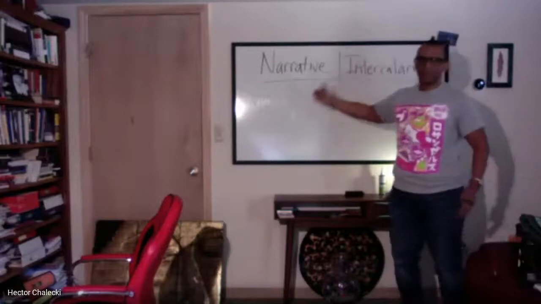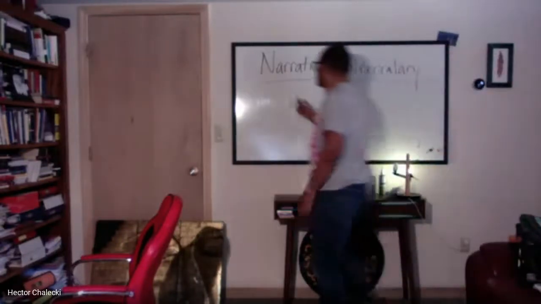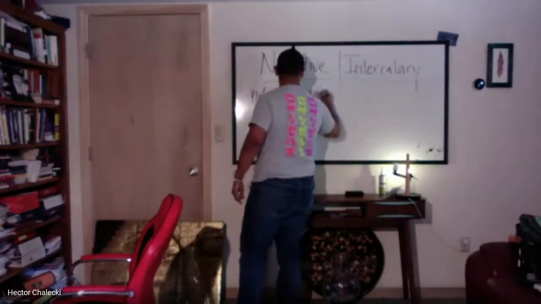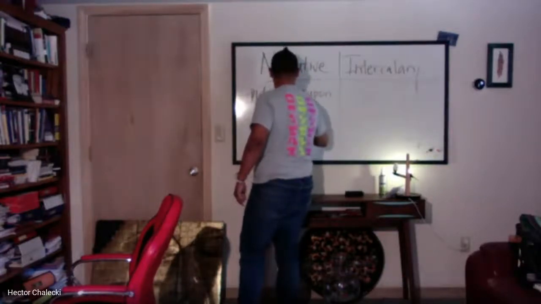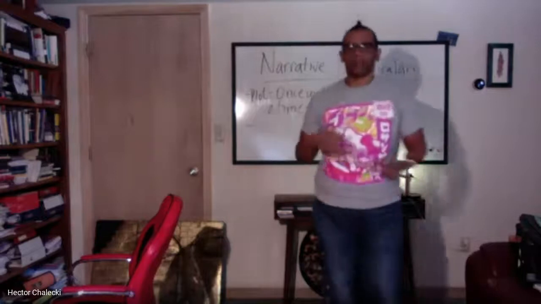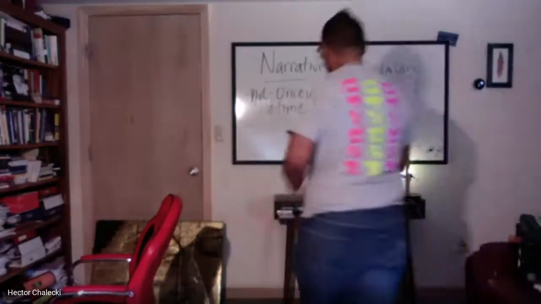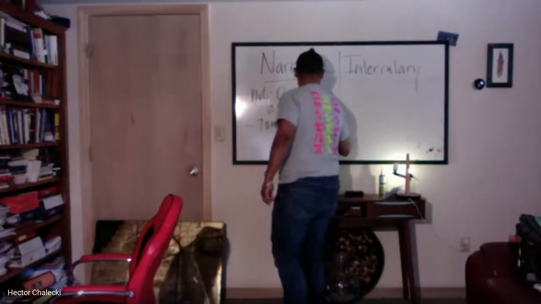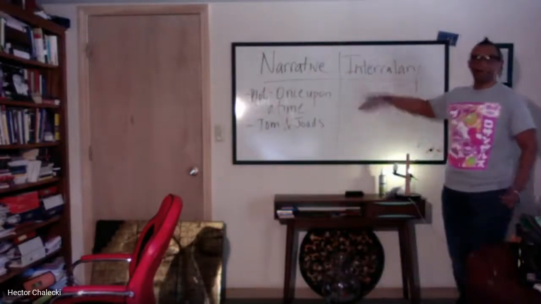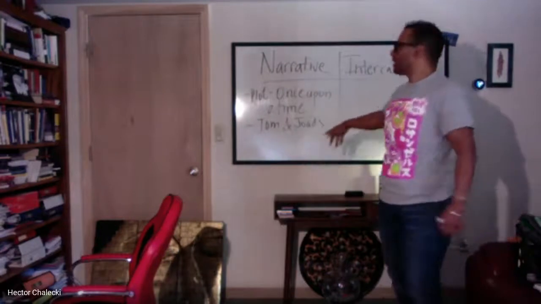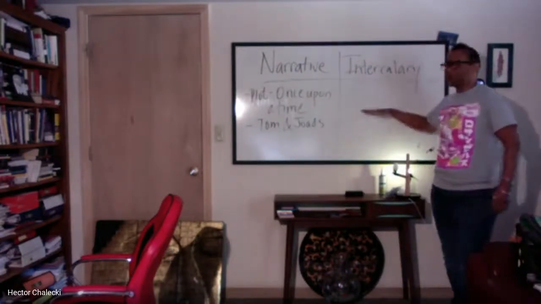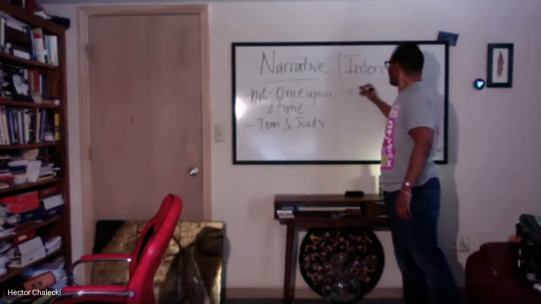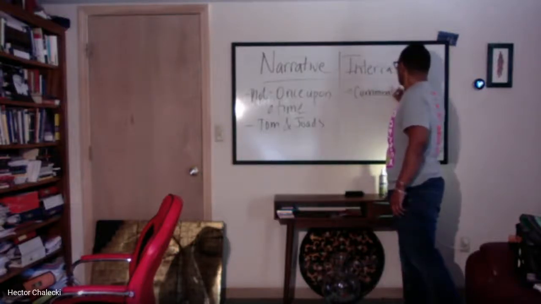All right, thank you. So the narrative is just like the plot. You know, once upon a time. So that story is about the Joads, Tom, right? However, and I will post this on Google Classroom as well, the intercalary or the inner chapters are about something completely different. It's really about like a commentary, if you will.